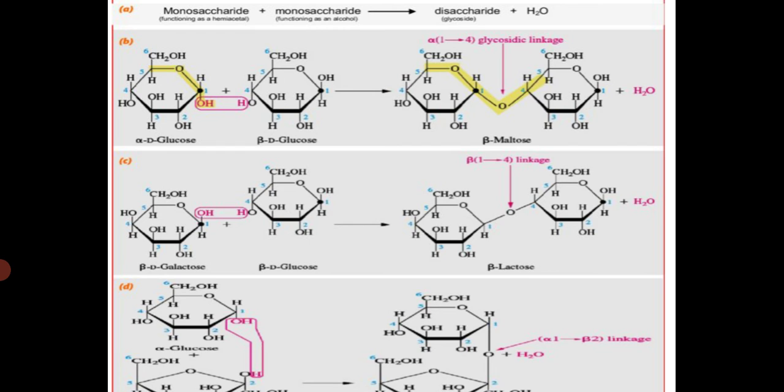In between these two monosaccharides, there is one linkage, that is the alpha 1,4 glycosidic linkage. So maltose is made of two monosaccharides, glucose and glucose, which are joined with an alpha 1,4 glycosidic bond. Whereas lactose, or beta lactose, is also a disaccharide. It is made up of alpha D galactose and beta D glucose. The linkage is a beta 1,4 linkage.